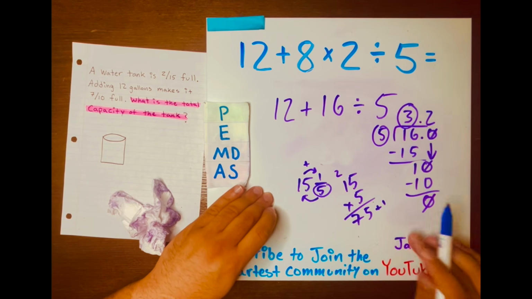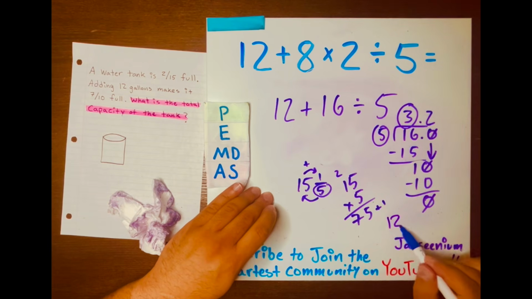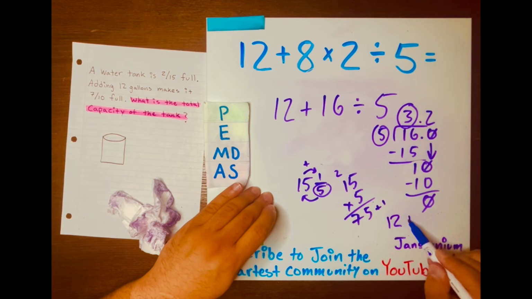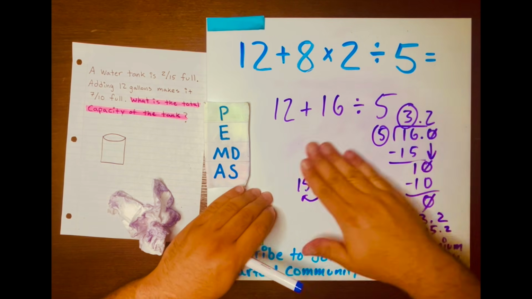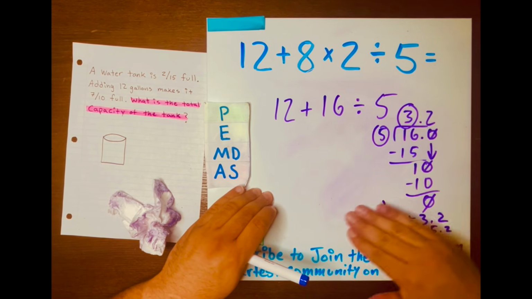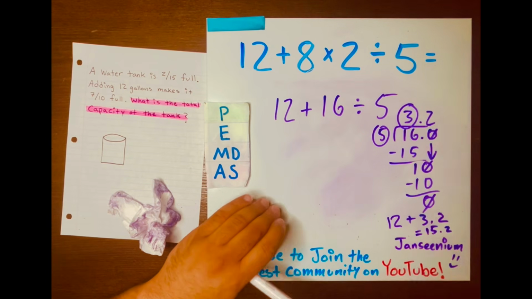So your decimal answer is 12 plus 3.2, which is 15.2. Easy peasy. Now, let me show you the other way, which is using the butterfly method.